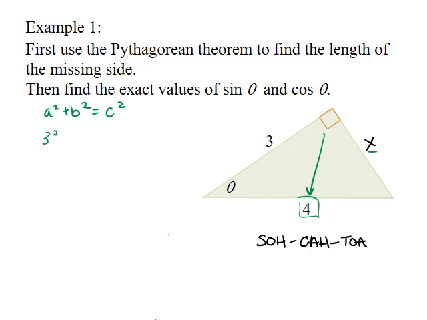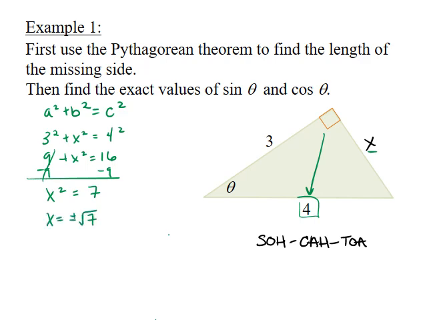So we will have 3 squared plus x squared is equal to 4 squared, or 9 plus x squared is equal to 16. When I subtract 9 from both sides, I get x squared is equal to 7. So x is plus or minus root 7. We're always going to use a positive length when we are talking about triangles in this section. So this is going to be root 7. Now let's go ahead and answer the questions at hand.